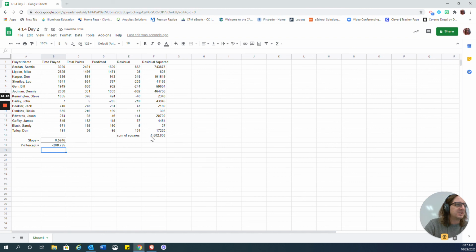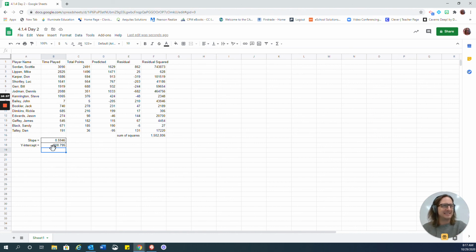And so the smallest possible sum of the squares would be 1.5 million. And notice, remember mine was 2.4 million. So this is much less. So what we want to do is minimize our distance from the line of best fit. And so this equation right here with a slope of 0.5946 and a y-intercept of negative 208.795 will give us the very best line to minimize our residuals.